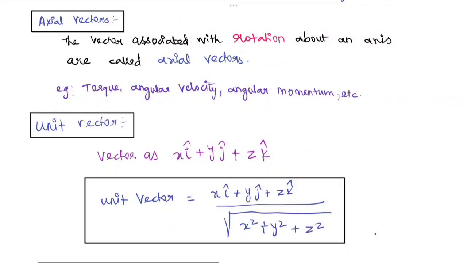So next, what is meant by unit vector? The unit vector can be written as x i cap plus y j cap plus z k cap.